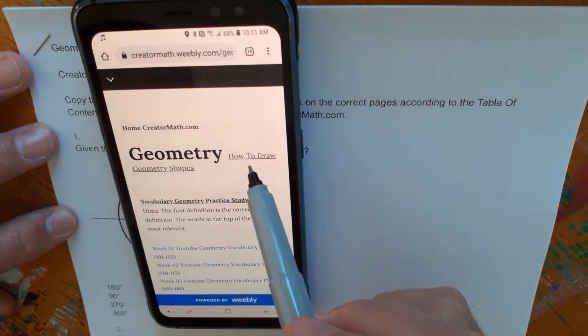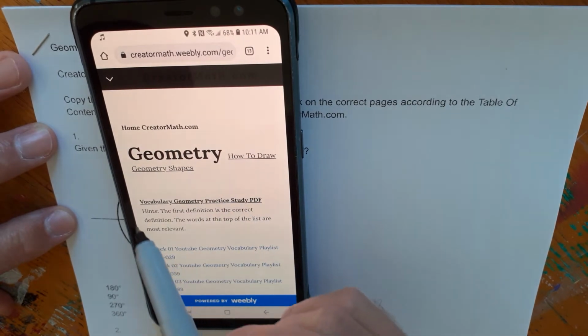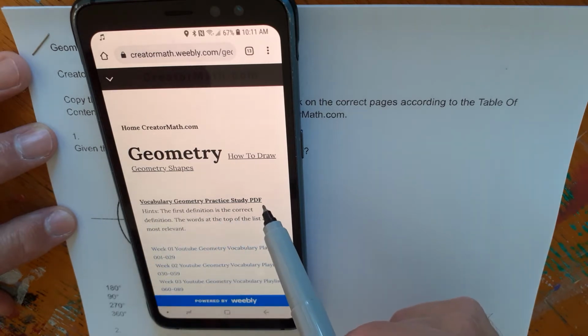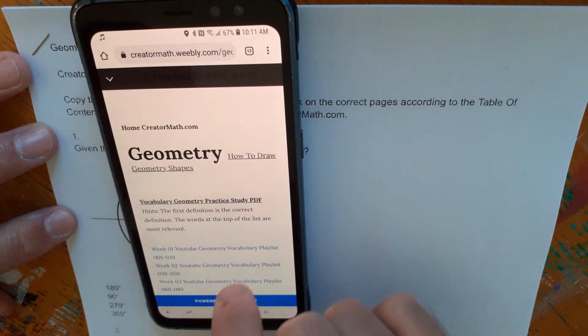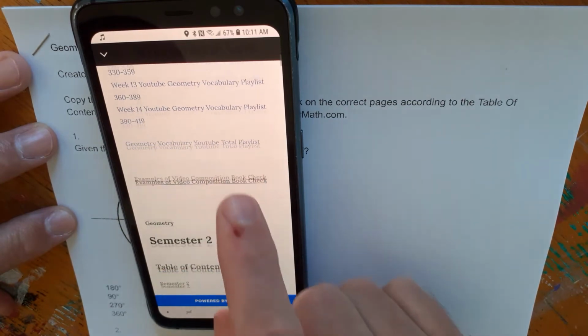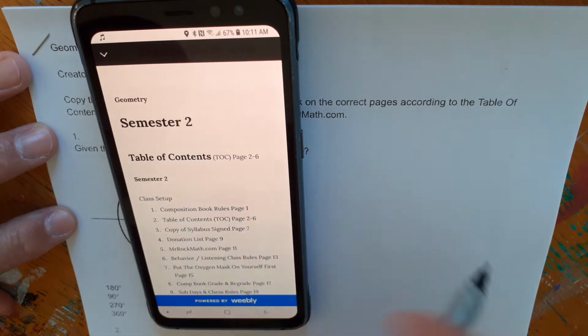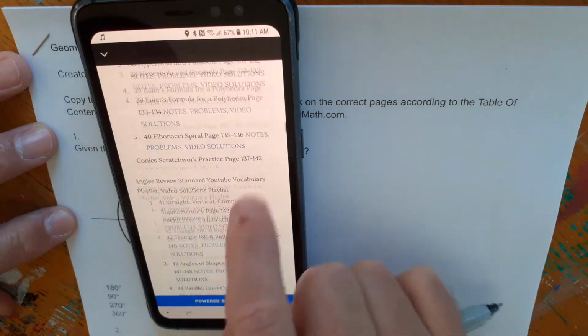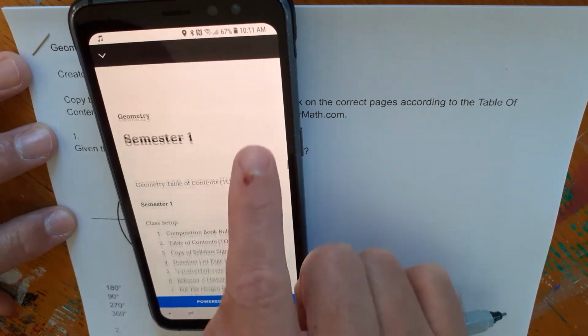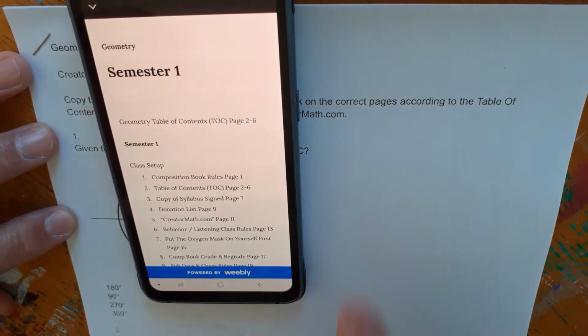So this is the Geometry tab. Here's the PDF with all the vocabulary you'll need for those assignments. There are videos for the vocab, some of them. And this says Semester 2. Let's go down. We want to find Semester 1. We need the correct semester here. There we go. Semester 1.